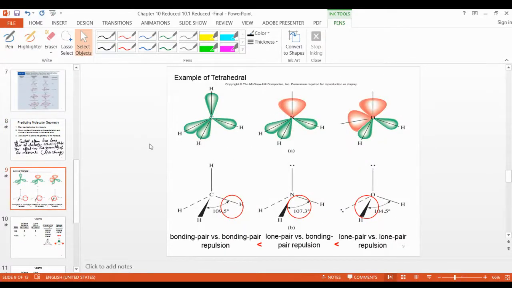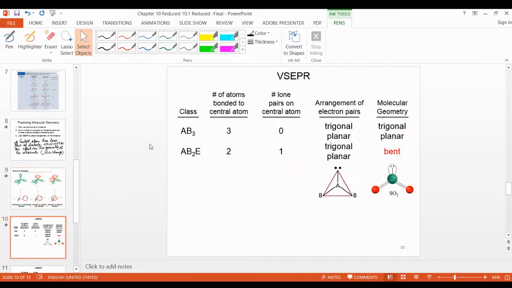Yes. Okay, now we have this example here. I will start from AB3 type, it will not start from AB2 type, okay? AB3 type, I already told you, is trigonal planar. This is simple trigonal planar if there is no lone pair of electrons present here.